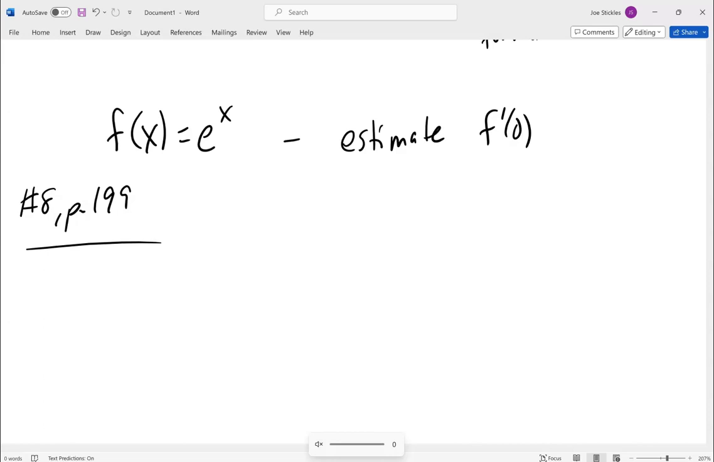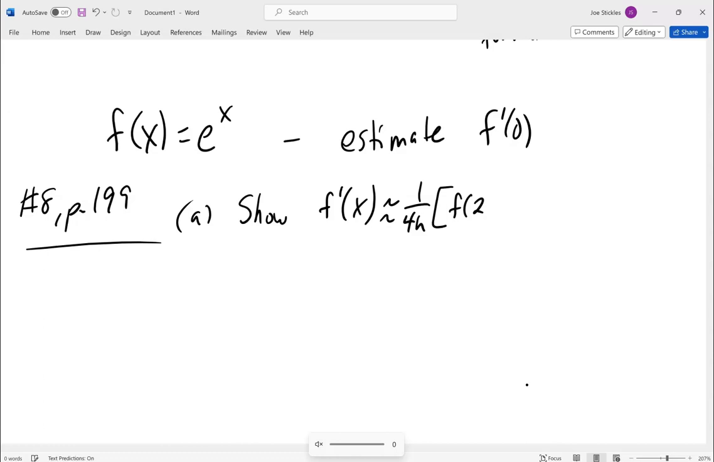Part A asks you to show that your derivative is approximately 1 over 4h times f of x plus 2h minus f of x minus 2h. And then it also wants us to establish what the error order is. O of h to what power?